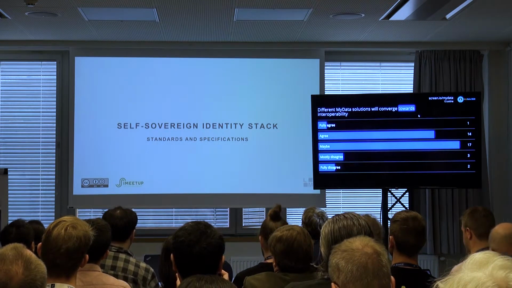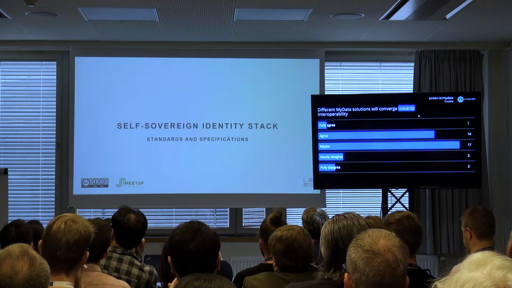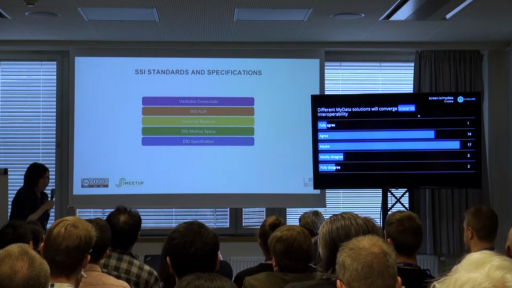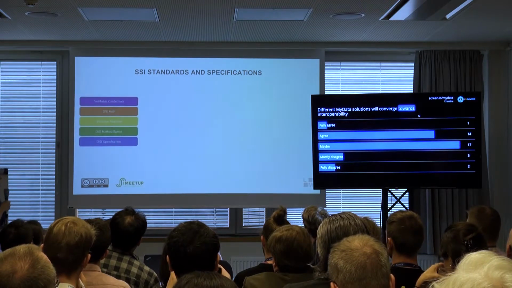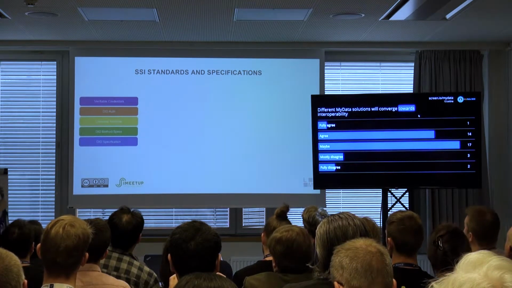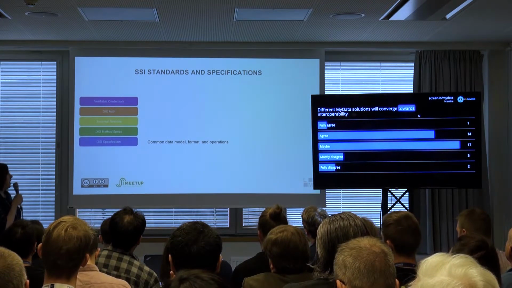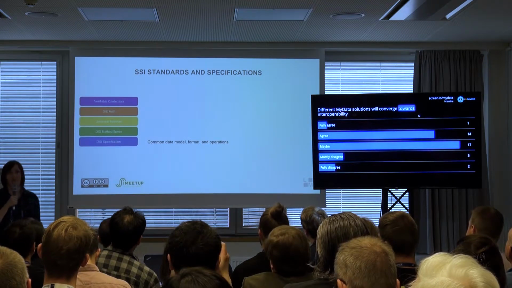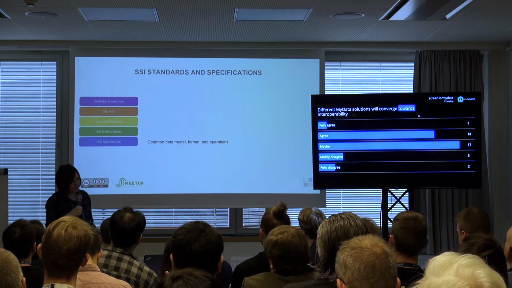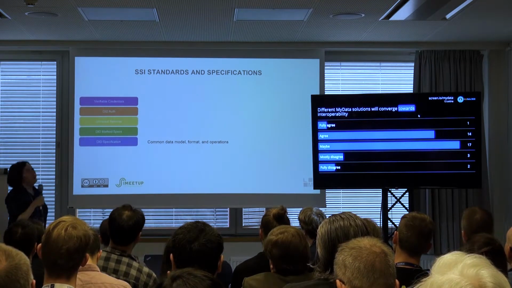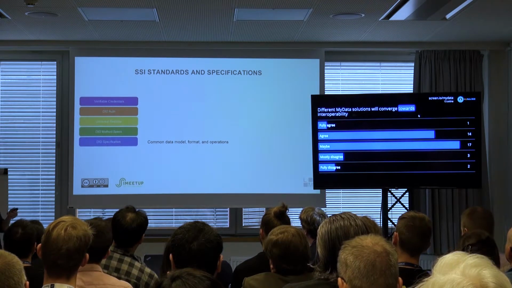Okay, so now let's talk about the self-sovereign identity stack, the standards related to it, and basically where DIDs fit in. So let's just go through these and talk through what each layer does. The DID specification layer covers the common data model format and operations of DIDs. That includes DIDs and DID documents. At that layer is also where you get the interoperability between method specs, which are the next thing.